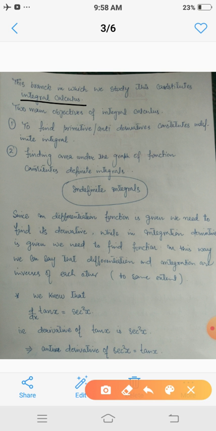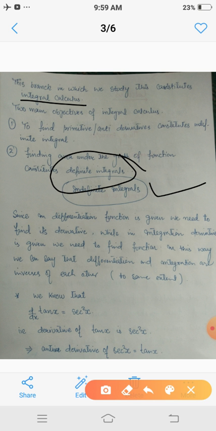The second one is to find the area under the graph of the function under certain conditions, or when the graph is closed. So how do we find the area? Finding the area from the graph of the function constitutes another portion of integration, which is called the definite integral or definite integration. Now firstly, we will define the indefinite integrals.